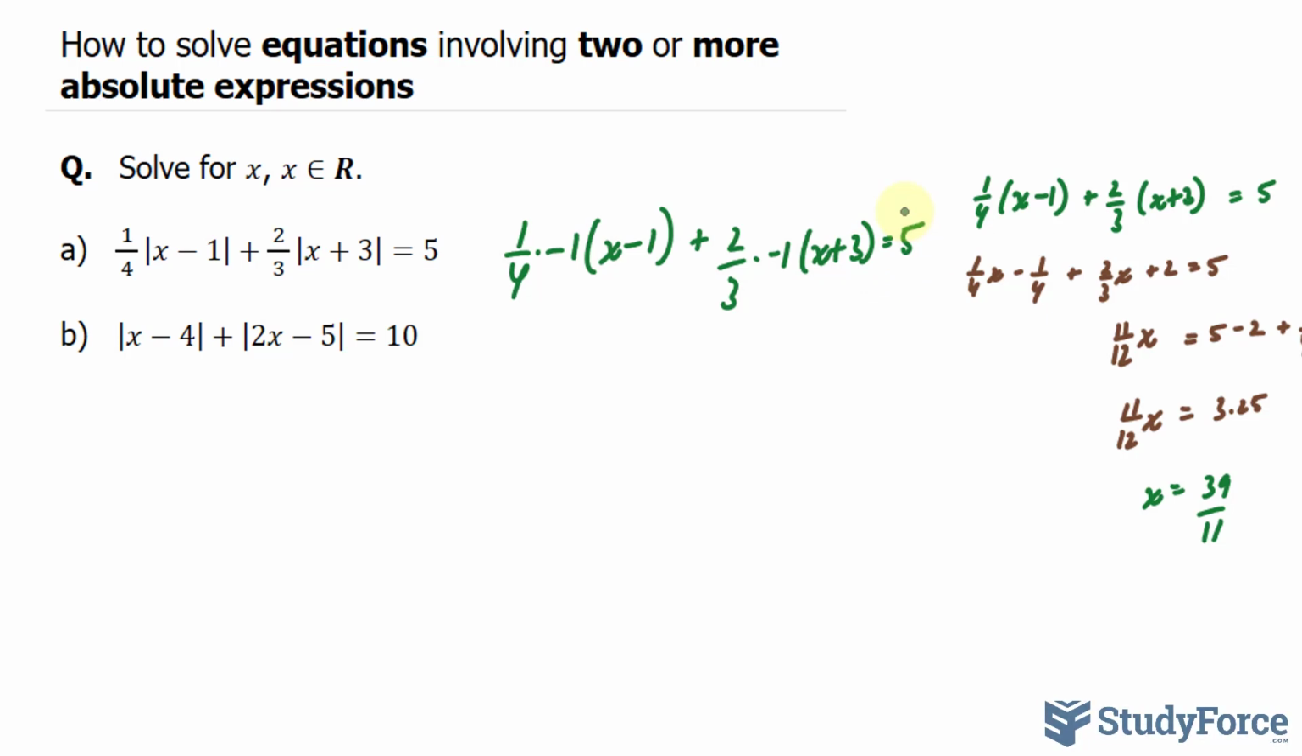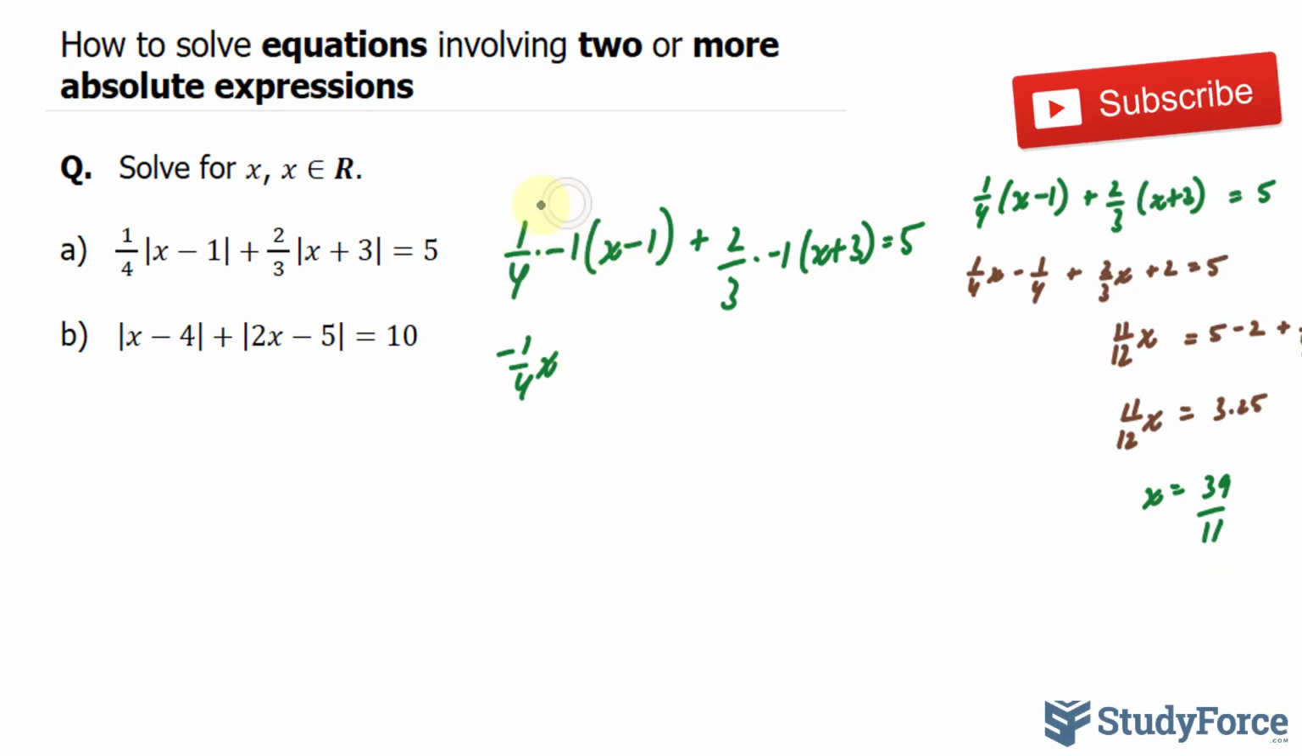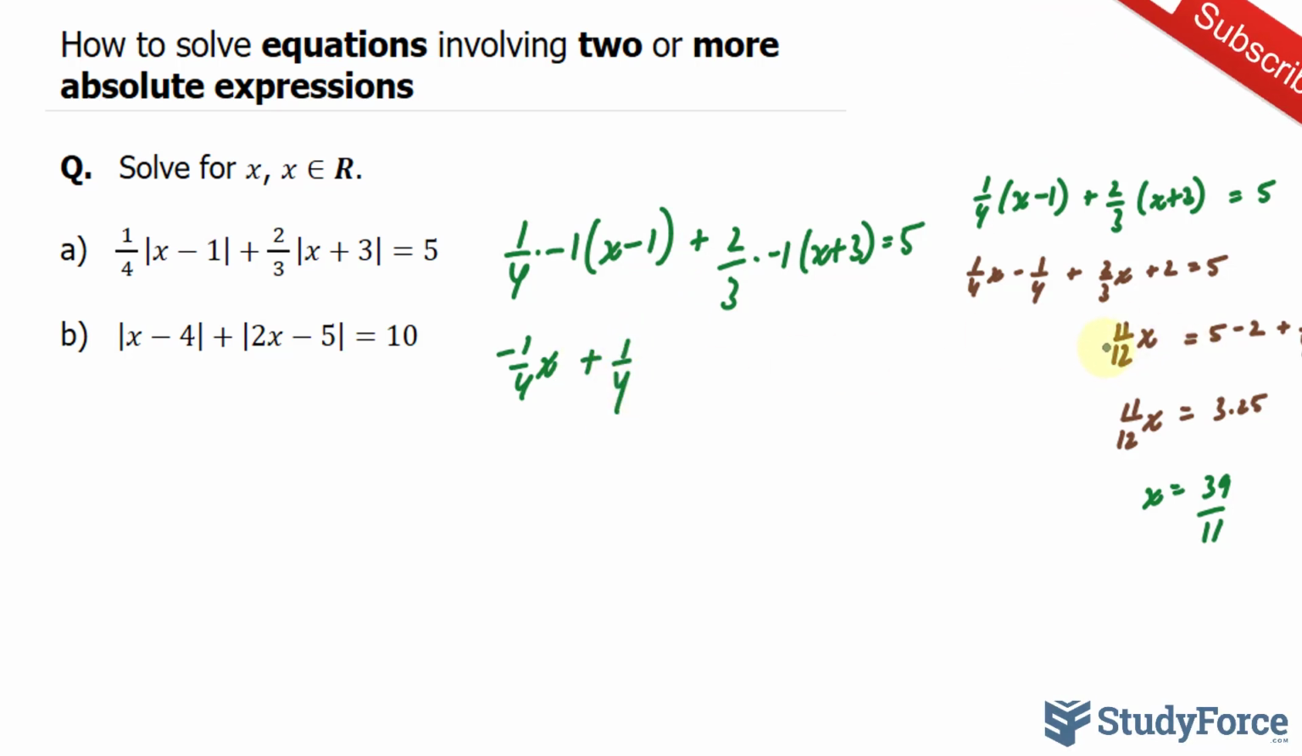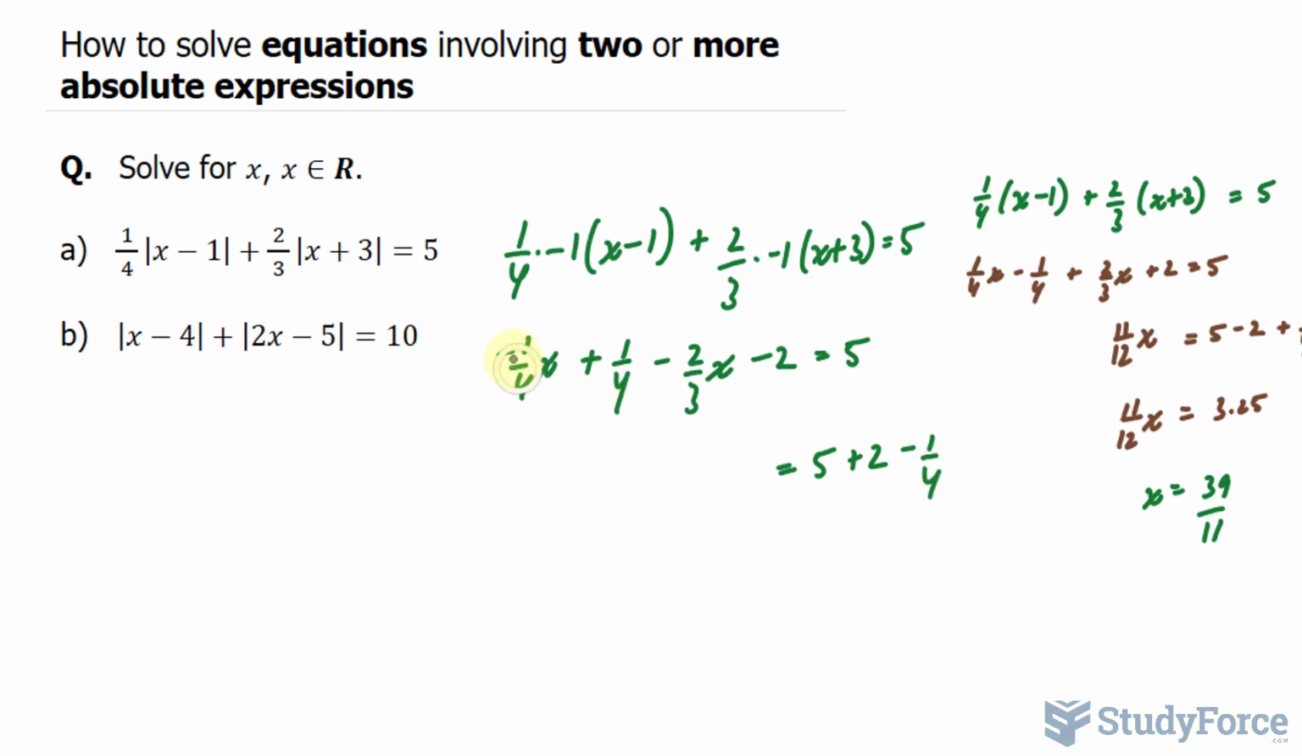Let's go ahead and do this. We have negative 1 over 4x, and these two multiply to negative 1 gives us a positive 1 over 4. And I'm just following along what I did before, except I'm keeping in mind that they're different signs. So this is positive 2 over 3x. This should be negative 2 over 3x. Minus 2 is equal to 5. I'll bring this term and this term over. 5 plus 2 minus a quarter. And I'll combine negative 1 over 4 with negative 2 over 3. That gives me negative 11 over 12.